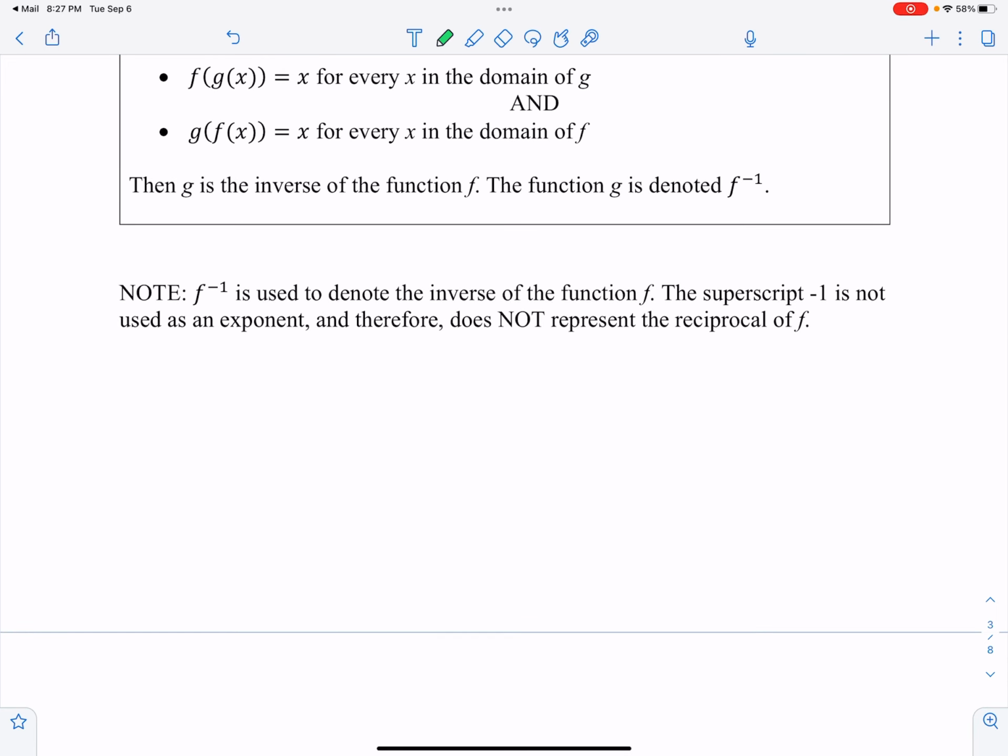And then I put a note on here. f inverse, we use it to denote the inverse function. The superscript -1 is not an exponent here. So basically, this is not 1 over f of x. It's not the reciprocal. It indicates the inverse function, which gets especially tricky with one of the notations that we use for the inverse trig functions. But we'll talk about that later on this year.